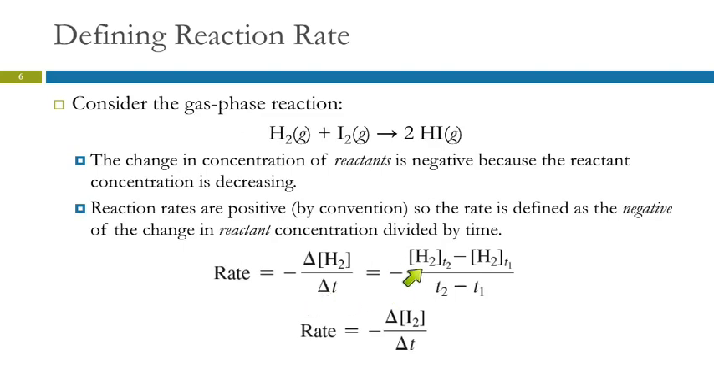So this quantity on top is going to be negative, and then we combine it with that negative out there, and we end up with a positive rate. We can also define it in terms of the other reactant, the change in the iodine concentration divided by the change in time. That's also going to be a negative quantity, combined with the negative in front gives us a positive rate. Any questions?